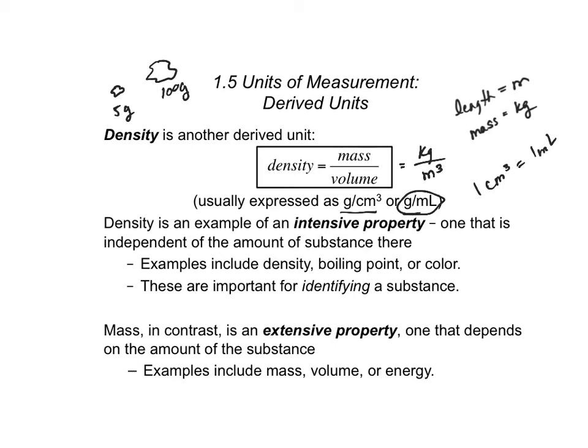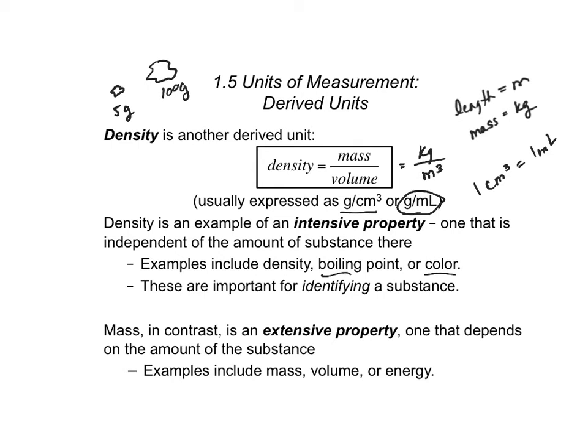So because of that, intensive properties, things like density, boiling point, color, these are usually utilized to identify a substance. No matter how much substance you have, the density is always going to be the same. If you can measure that, then you can usually identify what the thing is.